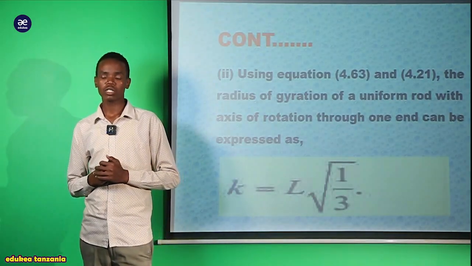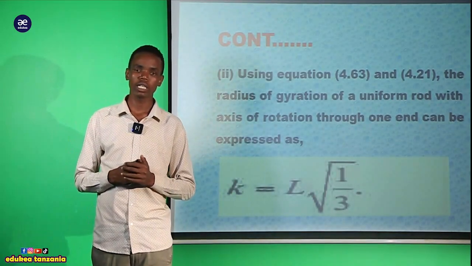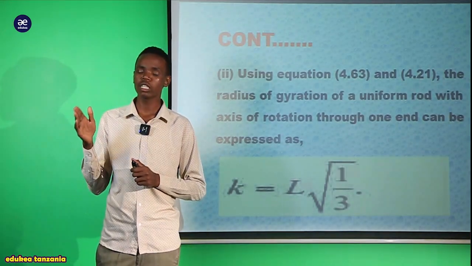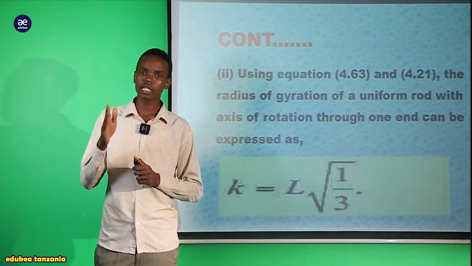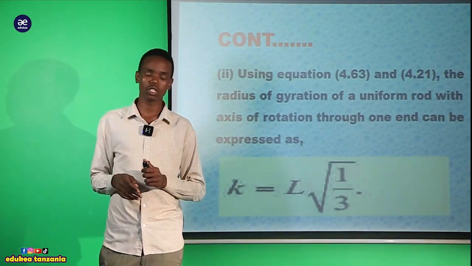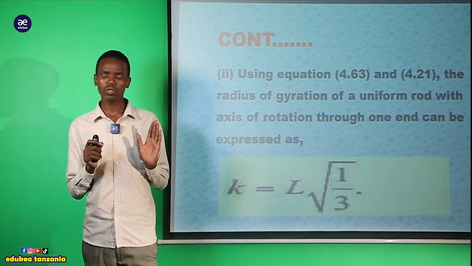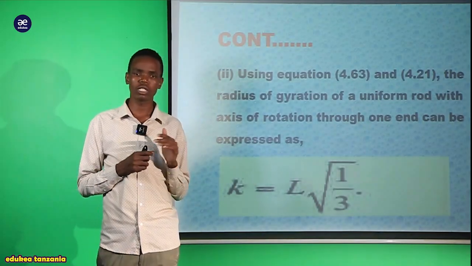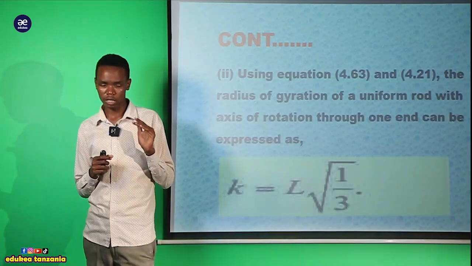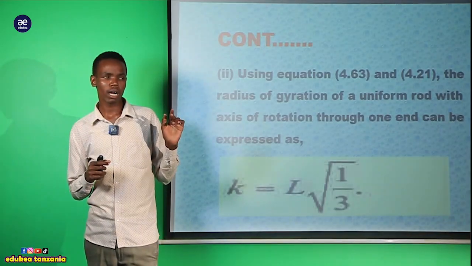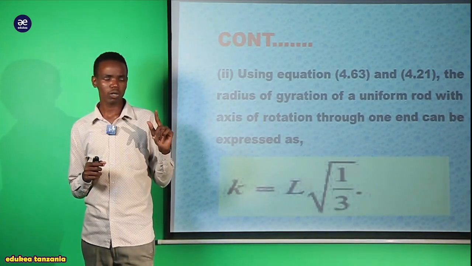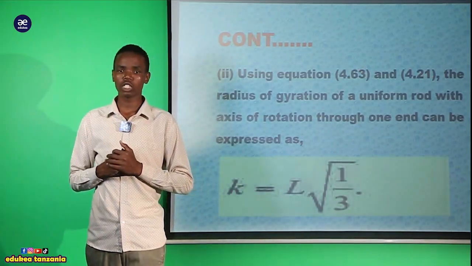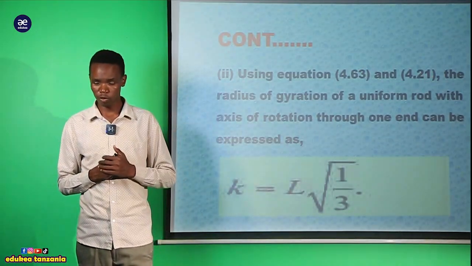On Roman 2, my dear student, we are going to see when the axis of rotation is at one end. When the axis of rotation is at one end, how can we get the moment, how can we get the radius of gyration? So consider two equations: equation number 19, equation number 21, and also equation number 53 from our first topic.